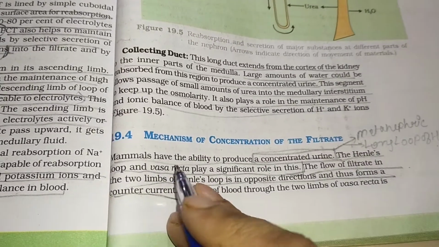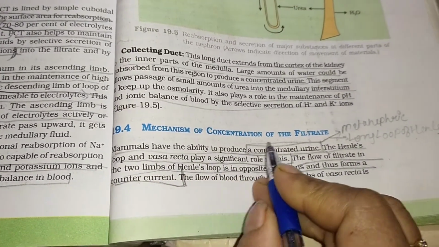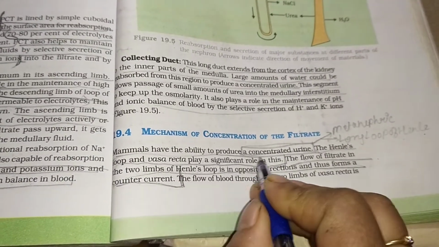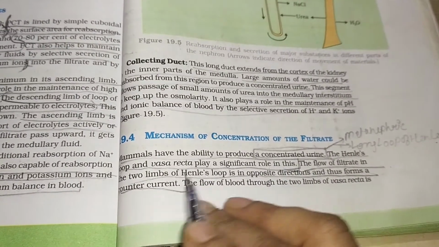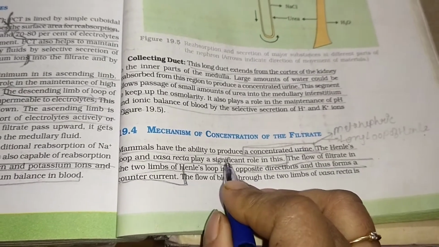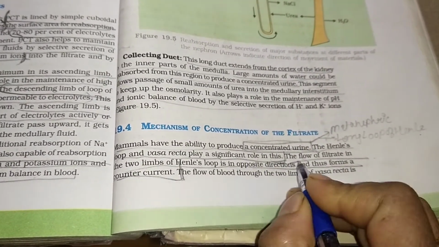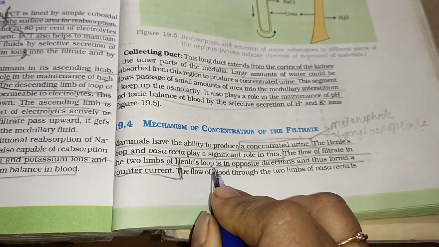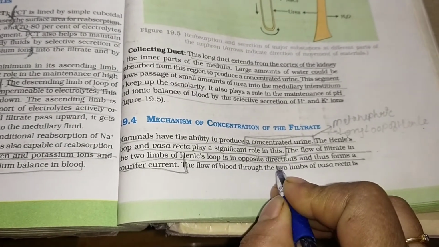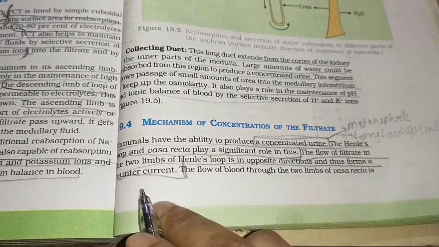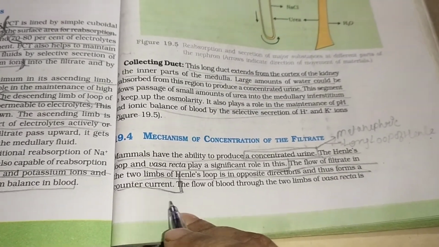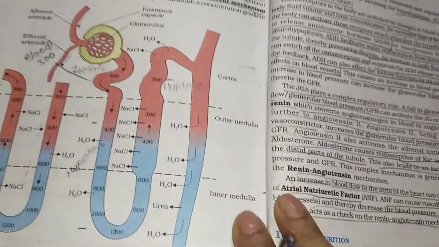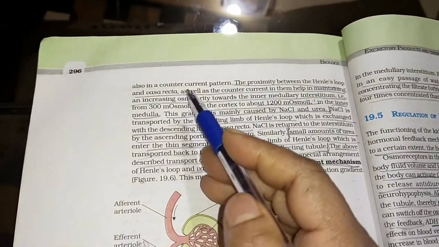Students, today we'll discuss the mechanism of concentration of the filtrate. Mammals have the ability to produce concentrated urine. The Henle's loop and vasa recta play a significant role in this. The flow of filtrate in the two limbs of Henle's loop is in opposite directions and thus forms a counter current. The flow of blood through the two limbs of vasa recta is also in a counter current.